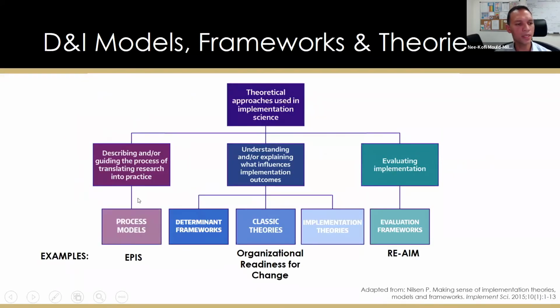Nielsen and colleagues in 2015 published a nice paper where they broke down all implementation science models, theories, and frameworks into these 5 categories. So EPIS is an example of a process model, and Dr. Dixon will give us a case study based on EPIS. Organizational readiness for change is a nice example of a classic theory in implementation science, and Dr. Burkholder will case study that for us.